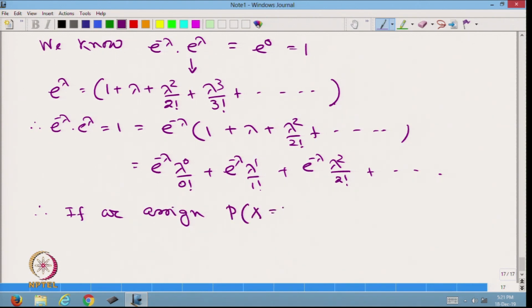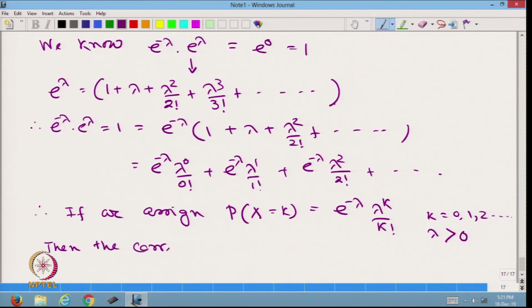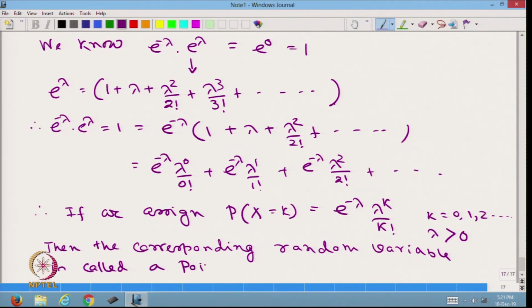Therefore, if we assign probability x is equal to k is equal to e to the power minus lambda lambda power k upon factorial k, where k is equal to 0, 1, 2, up to infinity and lambda is greater than 0, any real number, then the corresponding random variable is called a Poisson random variable.